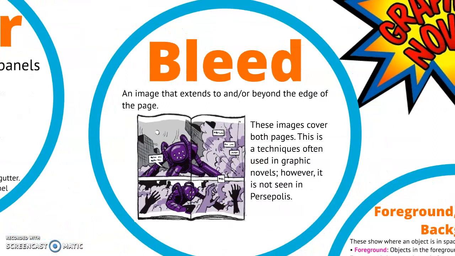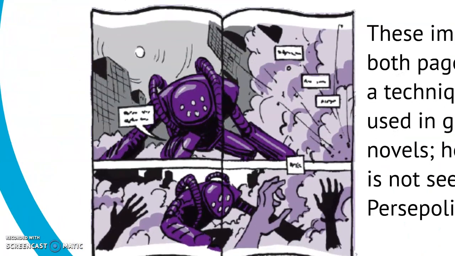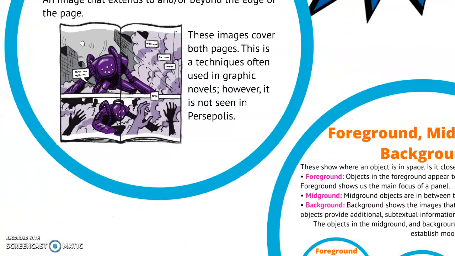And a bleed. A bleed is an image that extends beyond the edge of the page, okay? So bleeding in that sense means that an image can continue on to a next page or bleed into the next page. They can cover both pages. A technique often used in graphic novels. So you can see one image entering another, and that is also a continuation of action, so that's pretty easy to read. Okay, there's our example there. A lot of action going on with the robot, left to the right, then the bottom left to the right.